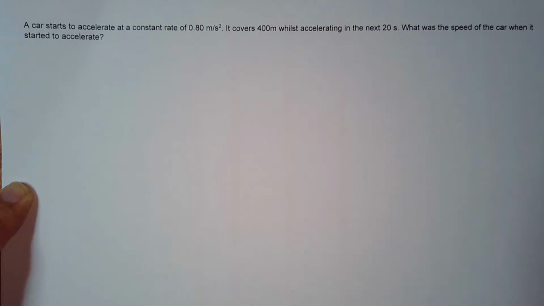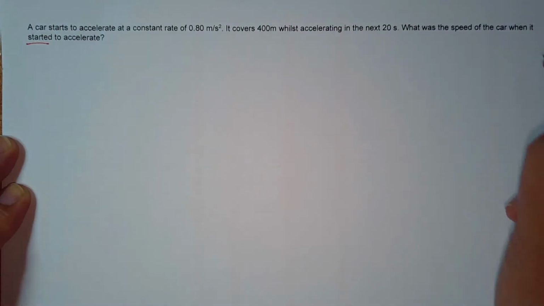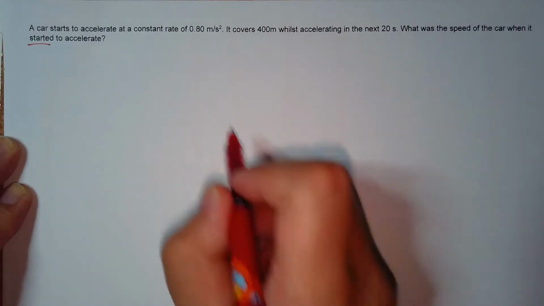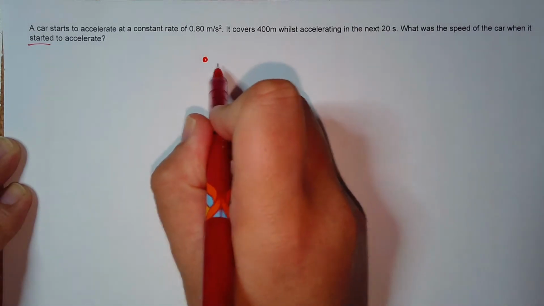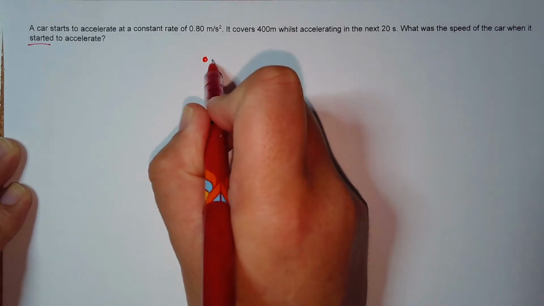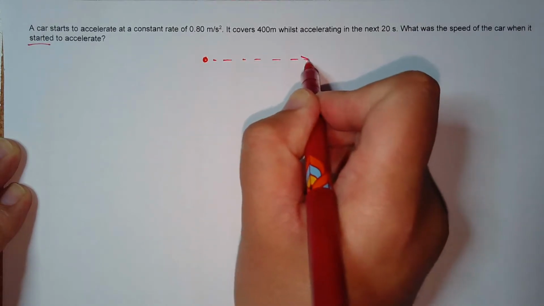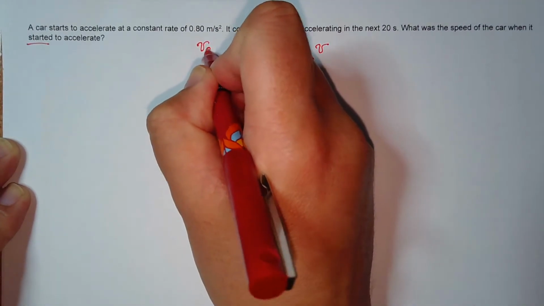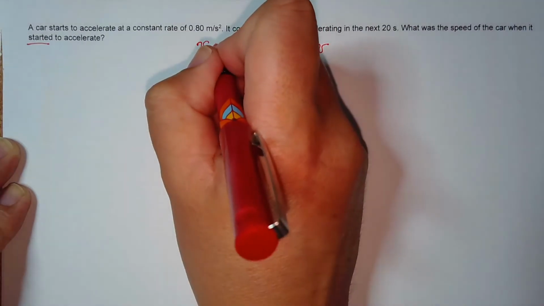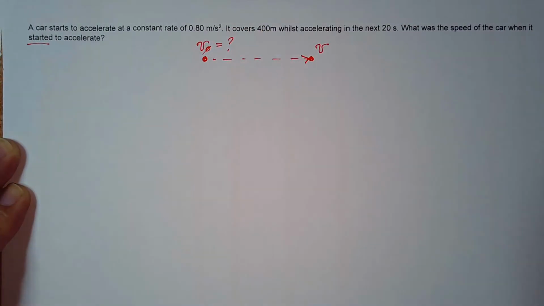From the words "what was the speed of the car," it means it is from the past. What was the speed when it started? Started to accelerate means that it started at one point, then it accelerates, and up at this point it has a velocity. This is our final velocity, and this is our initial velocity. Therefore, we are supposed to be solving for the initial velocity.